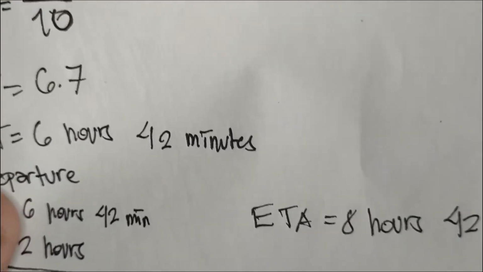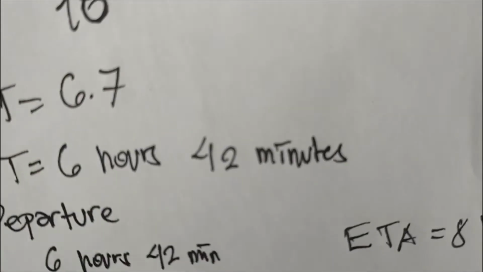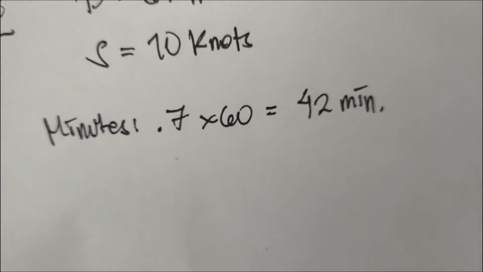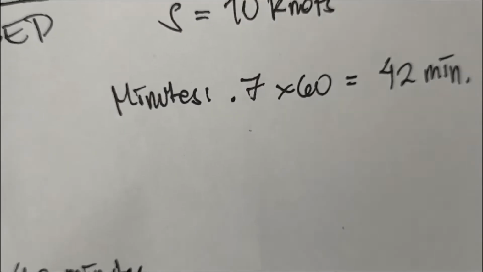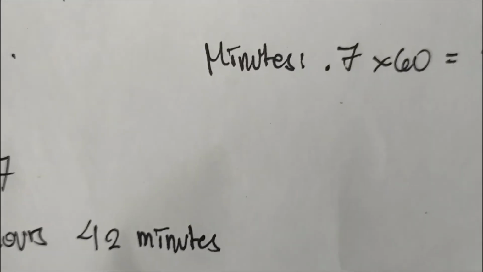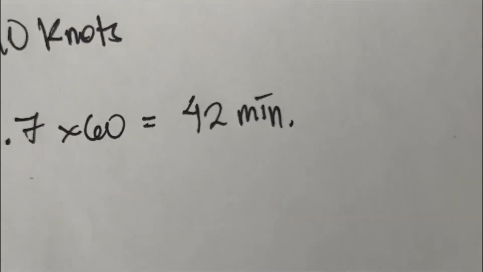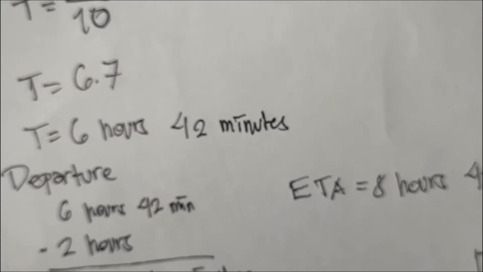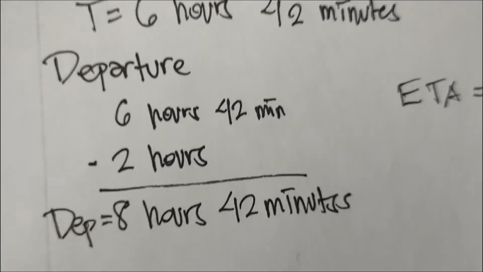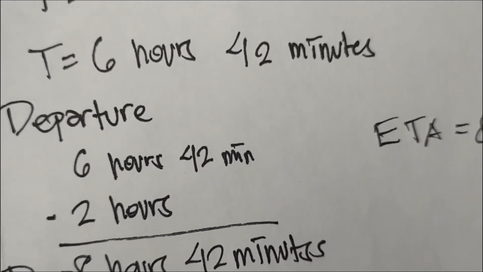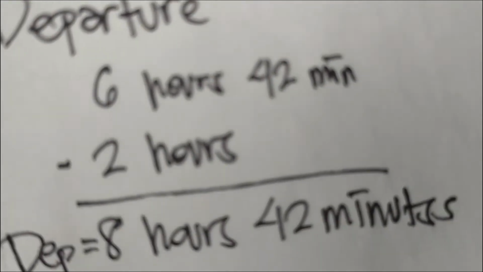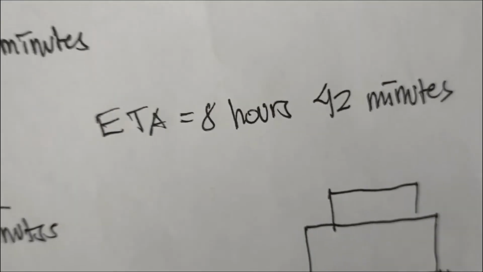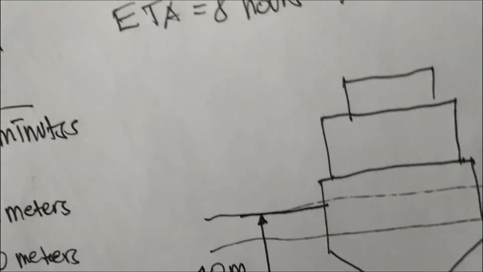So we can't input 6.7 hours. We need to change the decimals to minutes. By doing that, we have to multiply 0.7 by 60 minutes. So 0.7 times 60 will have 42 minutes. So the time is 6 hours and 42 minutes, but this is not the ETA because we have 2 hours from Tacloban to Cabugay Bay. So we need to add 2 hours to 6 hours and 42 minutes, so we'll have 8 hours and 42 minutes. So that is our ETA for Diamante Rock.